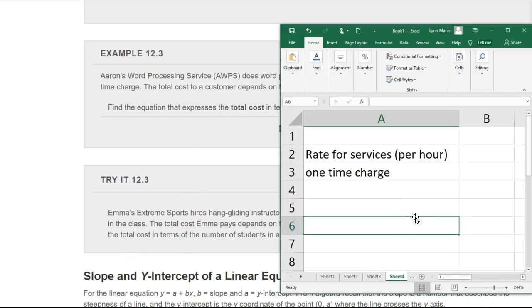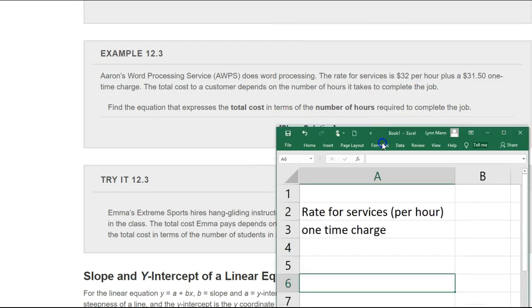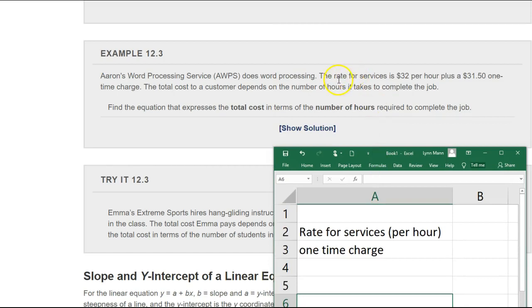I've pulled up Excel just to pull out some information here and show you what's going on in my head. So we have this service, this rate of charge for services. It's $32 per hour. And then we have this one-time fee of $31.50. So this rate for service is $32. This one-time fee is $31.50.